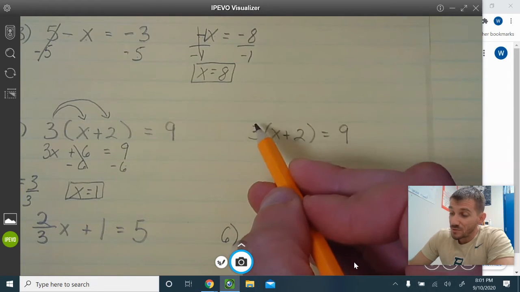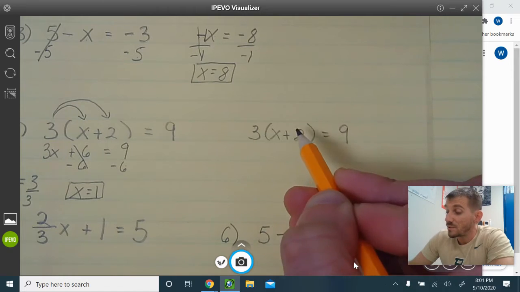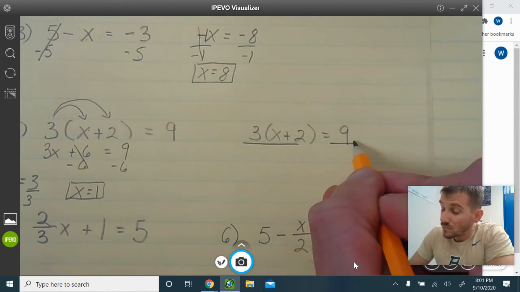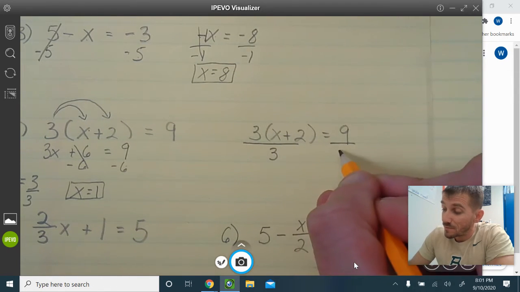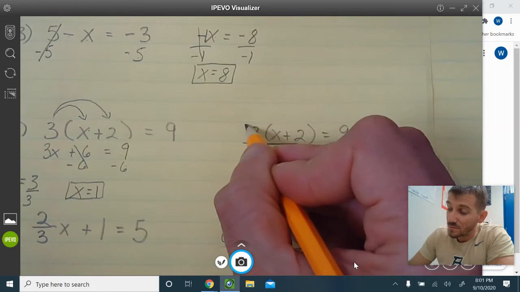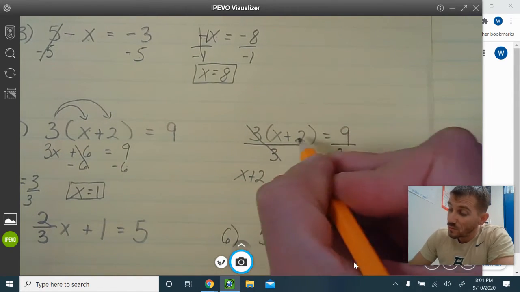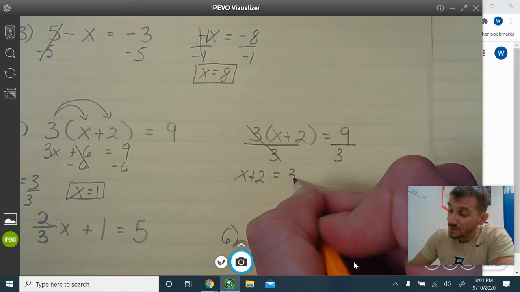Isn't this the same thing as 3 times this stuff? So you can get rid of multiplication with division. All right, this is being multiplied by 3. You can get rid of it by dividing by 3. And check out what happens. x plus 2 is all we're left with. And that equals 9 divided by 3 is 3.